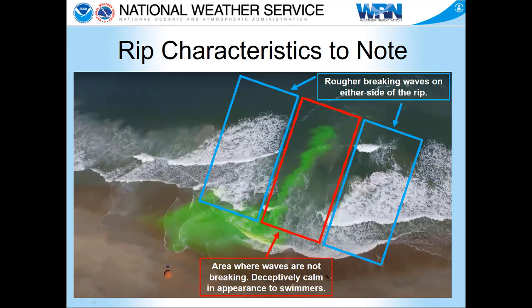And as we look a little closer at what we saw in that video, you'll notice that there's an area where the ink dye is moving away from the beach, but then on either side of it is where the waves are breaking, and generally the water looks pretty rough. So this can actually be very deceptive to swimmers.